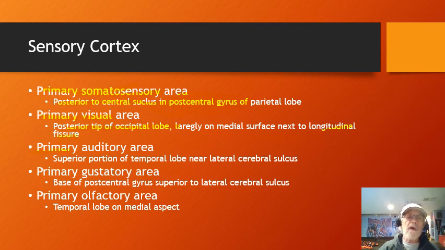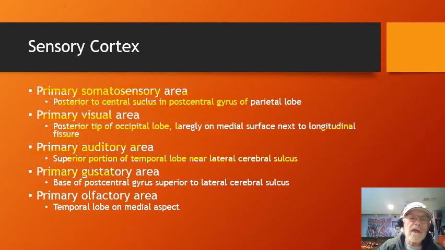We have a primary auditory area, and this doesn't take a big leap of faith to understand. That area is right by the ear, on the side of the head. Exactly, we have it close. The nerves don't have to go very far. So the primary auditory area is in the superior portion of the temporal lobe near the lateral cerebral sulcus, which divides the temporal lobe from the frontal and parietal lobe.